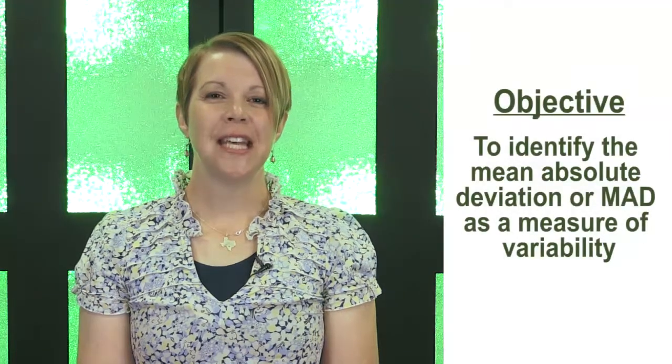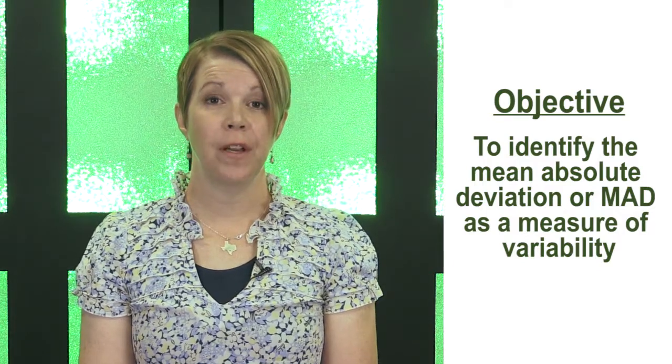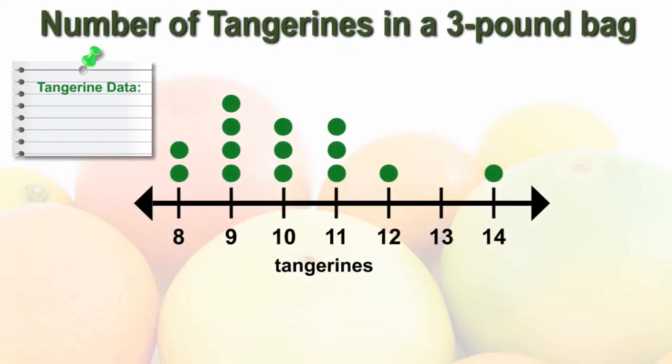The objective of this lesson is to identify the mean absolute deviation, or MAD, as a measure of variability. Let's take a look at a line plot showing the number of tangerines in a 3-pound bag. One way to analyze the data is to find the average of the data.